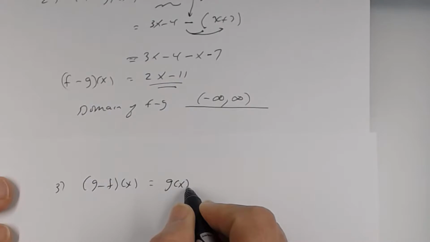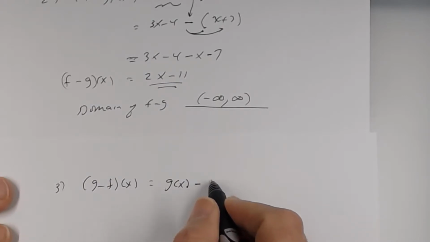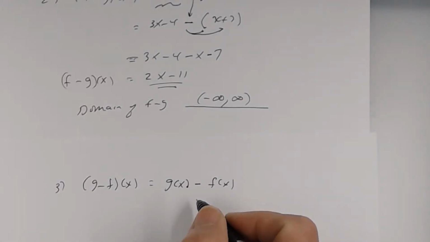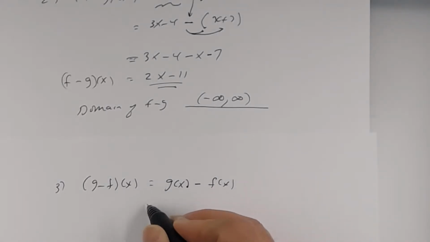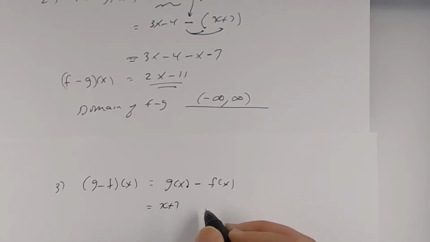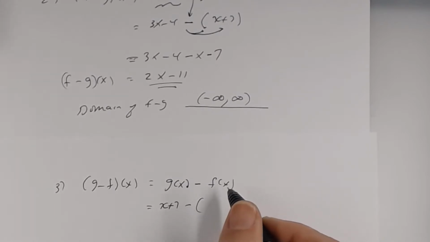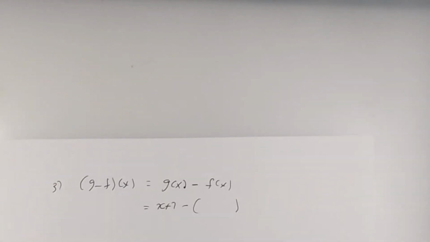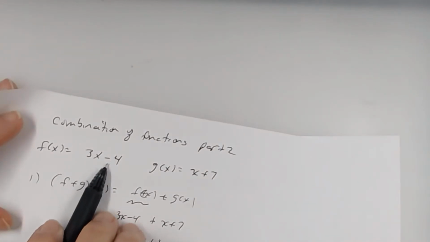What do I put first? g of x goes first this time. What's g? And there'll be g of x minus what? f of x. Same idea. What is g of x? g of x is not 3x. It's x plus 7. Okay, you got to make sure you write your correct functions. You're subtracting, right? So that's where you need to use that parentheses. What am I subtracting? f of x, which is 3x minus 4.